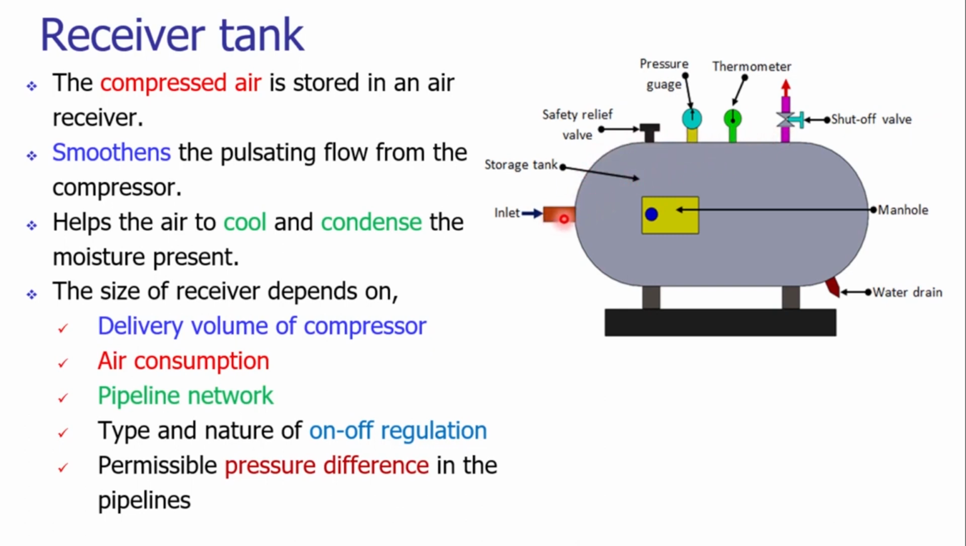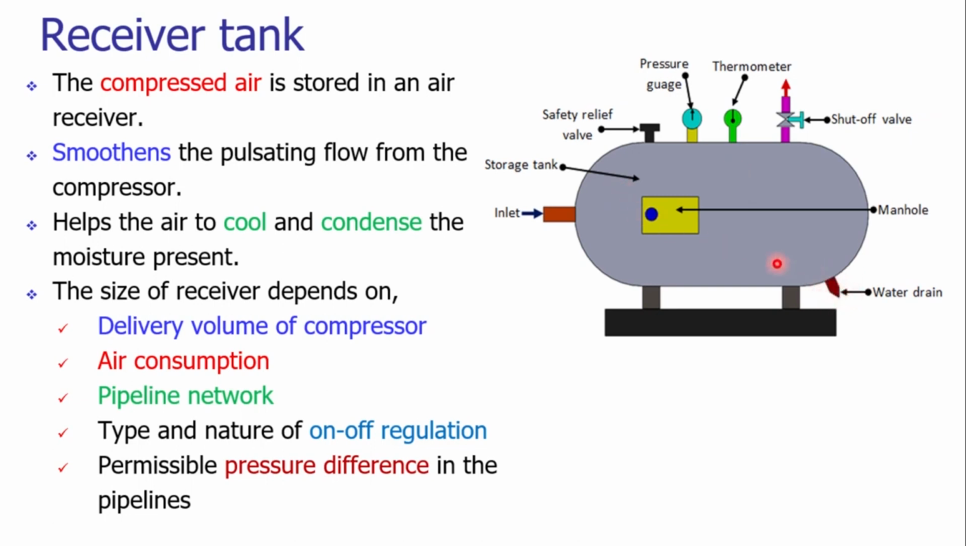So it has the inlet and there is the outlet. This is the outlet, and it has various mountings such as the relief valves, that is a safety relief valve, pressure gauge to continuously monitor the pressure of the tank. There is a thermometer which is used to monitor the temperature of the compressed air which is stored inside the tank. So there is a water drain here.